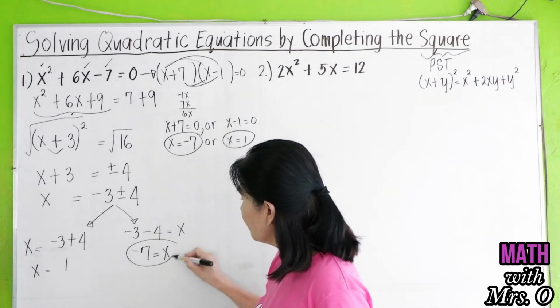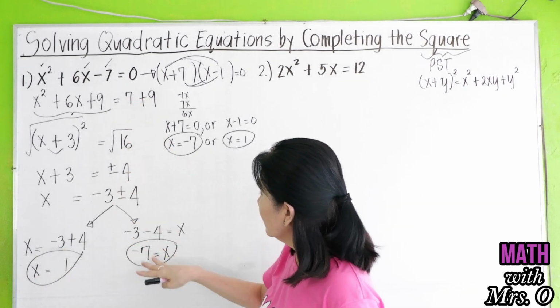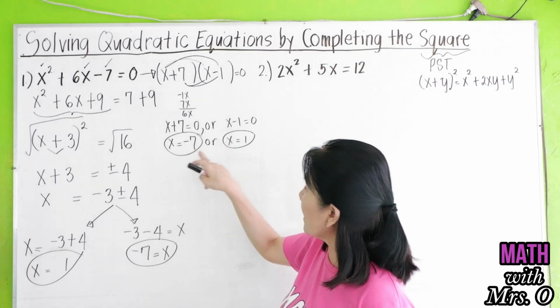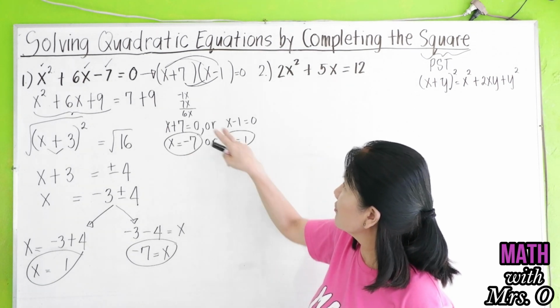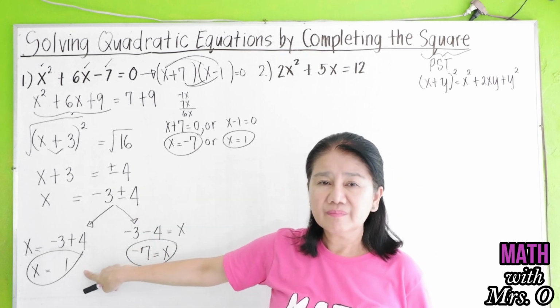If you compare your answers using completing the square with our answers when we used the factoring method, the answers are the same.